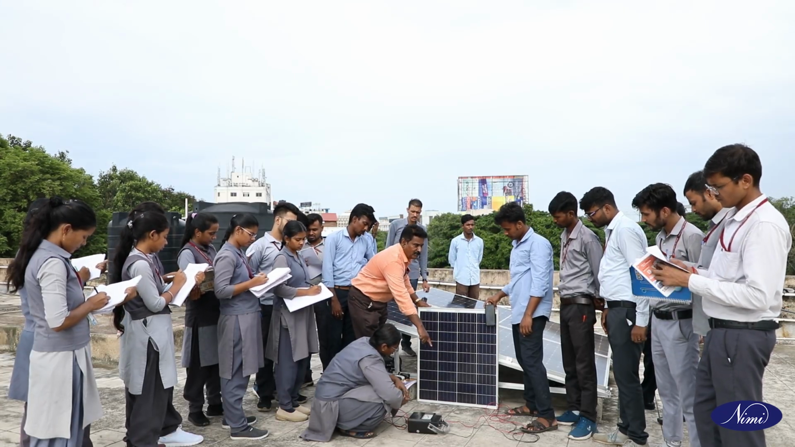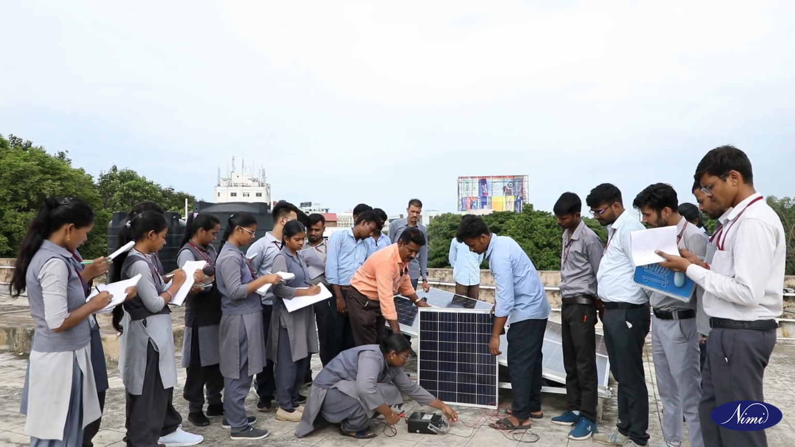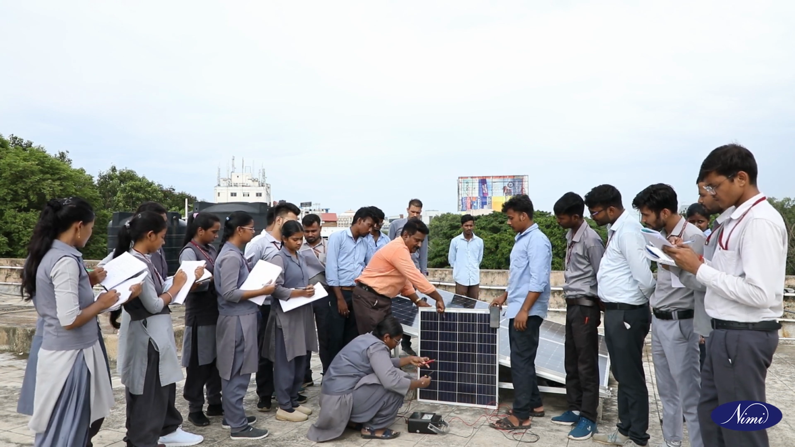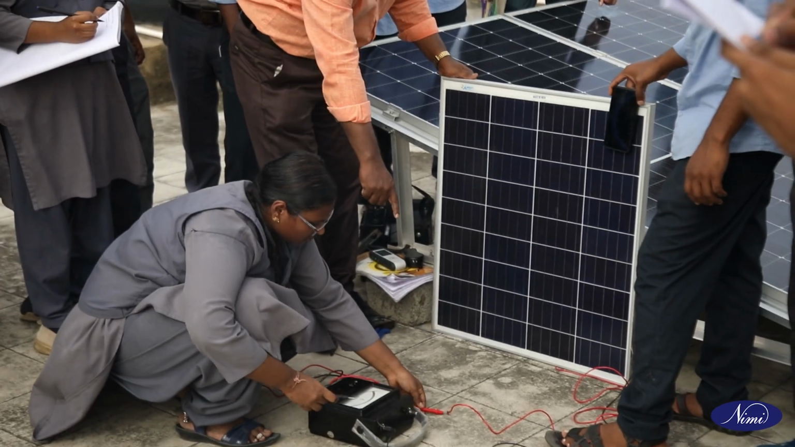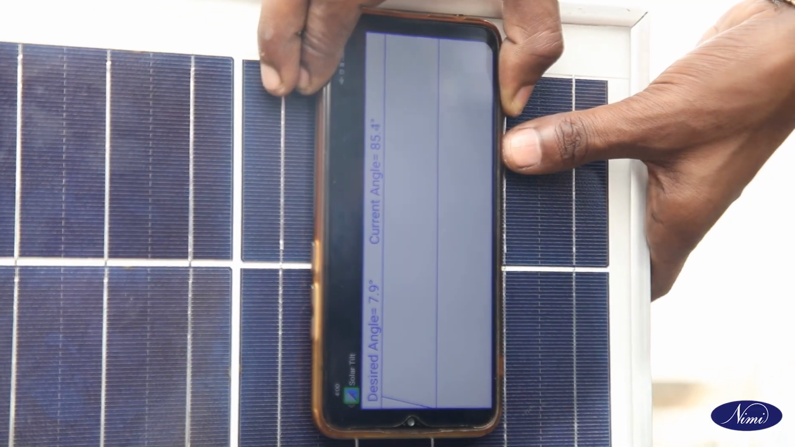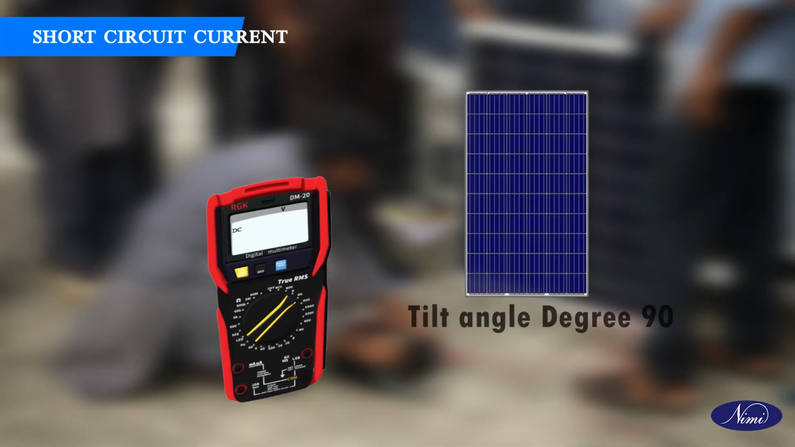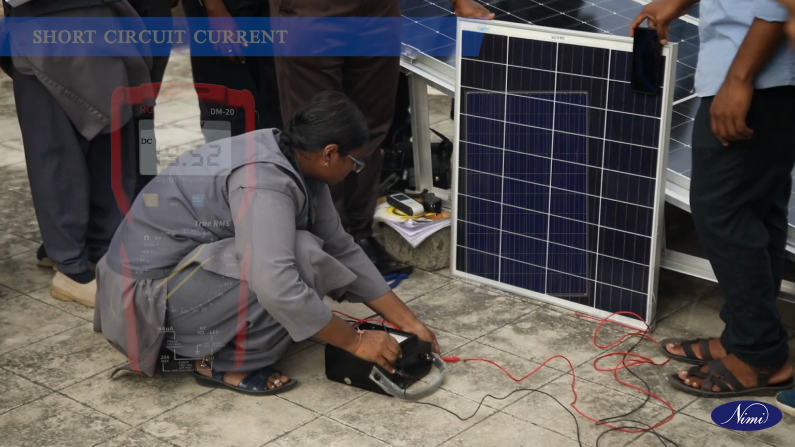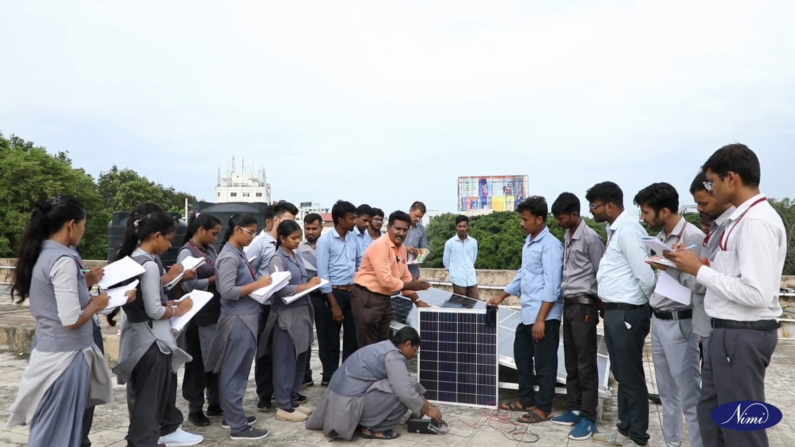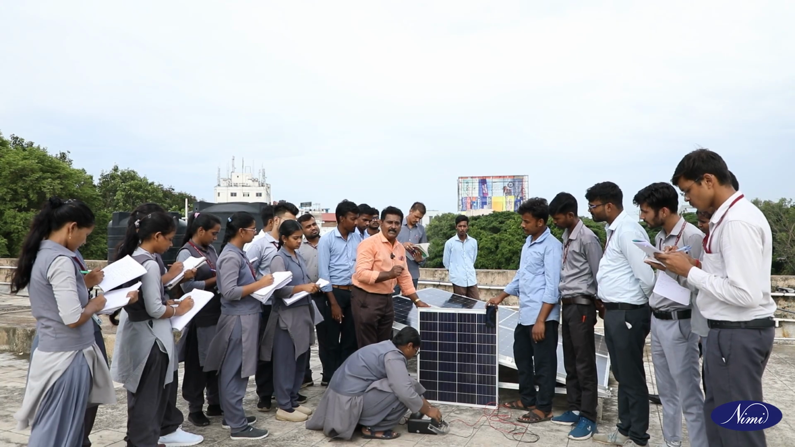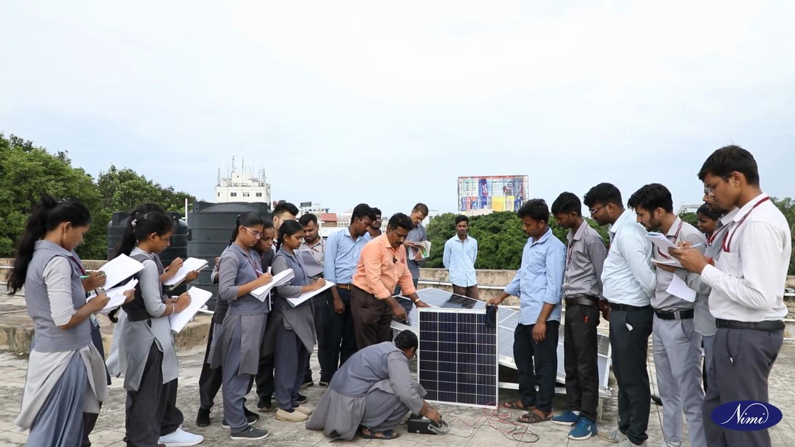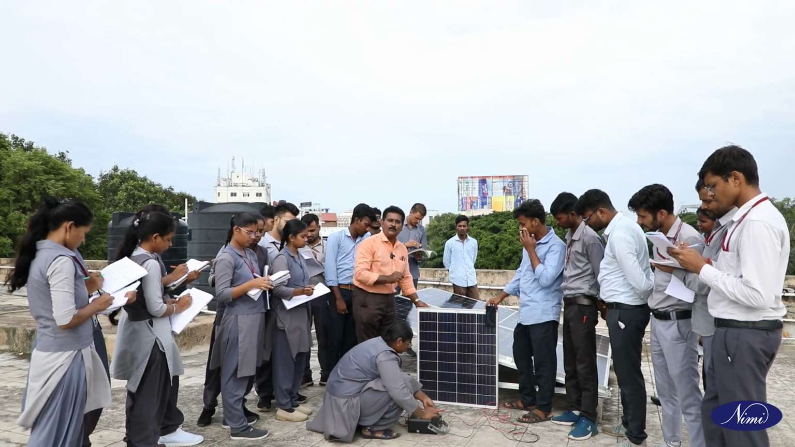Now remove the short circuit and measure the voltage. Measure the open circuit voltage when the panel is at 90 degrees. It is 19.52 volts. So, when the solar panel is at 90 degrees of inclination, we are getting almost 0.75 amps of short circuit current. The open circuit voltage is 19.5.